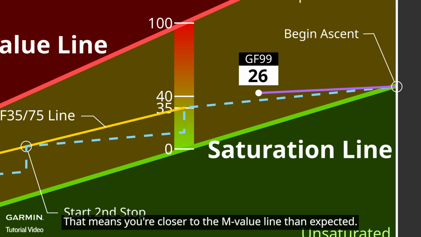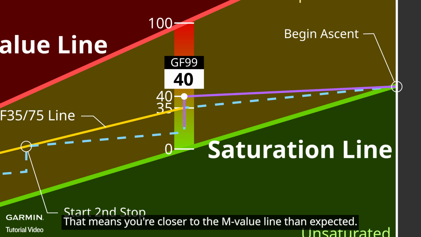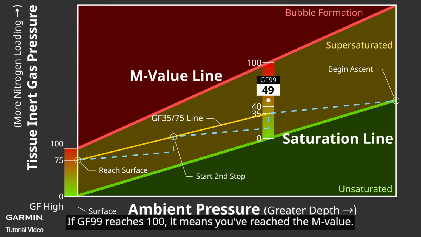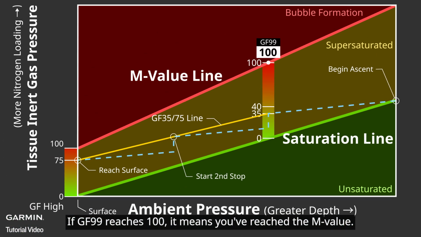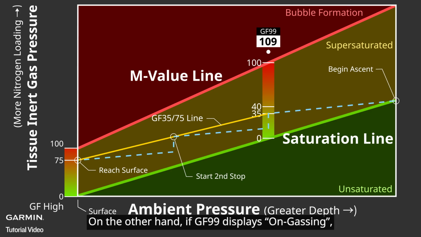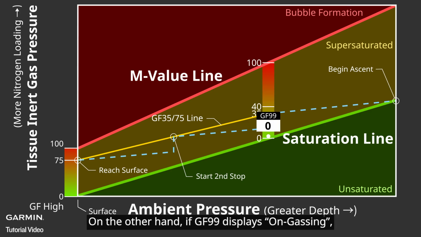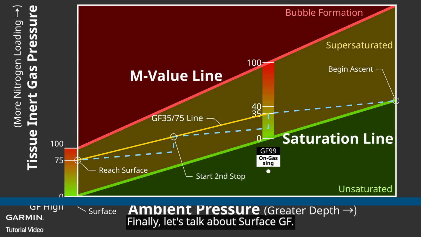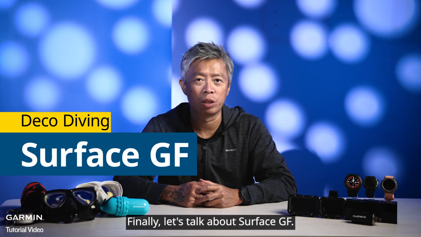But what if GF99 reads 40 at your first stop? That means you're closer to the M value line than expected. Your tissues are more supersaturated than the decompression model intended. If GF99 reaches 100, it means you've reached the M value. And if it exceeds 100, you've gone beyond the M value line, significantly increasing your risk of decompression sickness. On the other hand, if GF99 displays on-gassing, it means your tissues are still absorbing nitrogen and haven't become supersaturated yet.